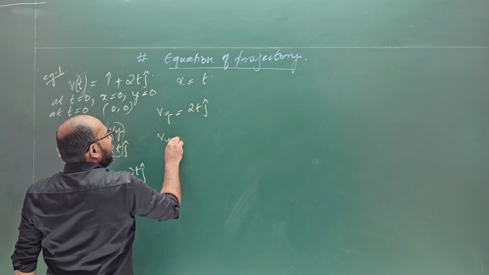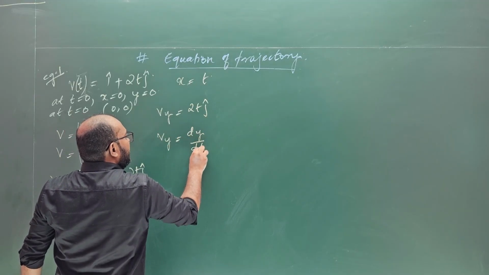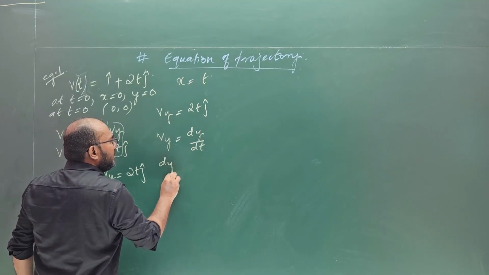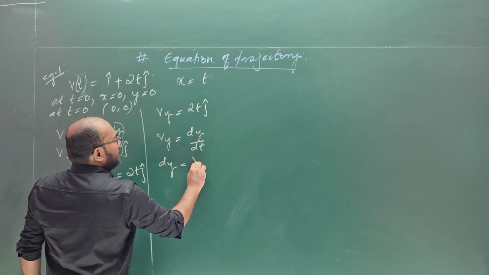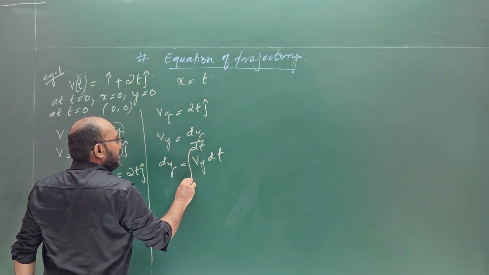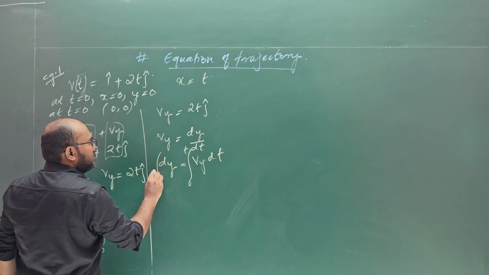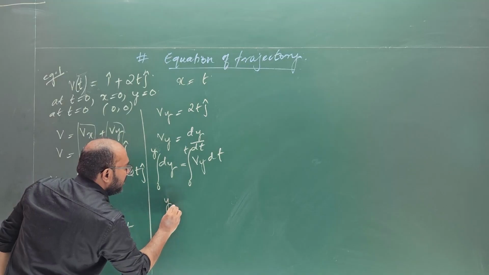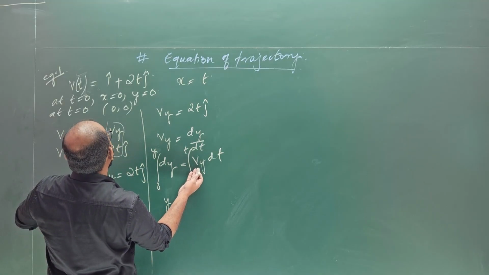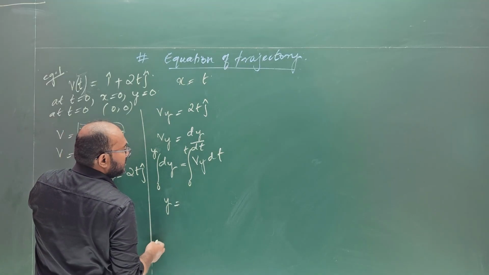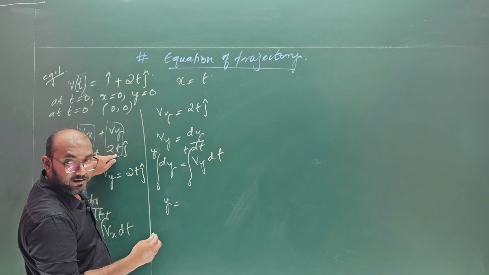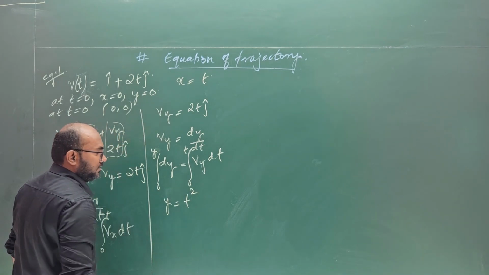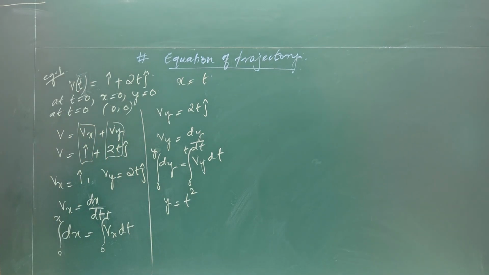Or can I write dy is equal to dy upon dt, or dy is equal to Vy dt, integrating again from 0 to t, and this is from 0 to x, this y. So y is equal to Vy value, how much? 2t. Integration of 2t is what? t square. Yes. So t square. Have you got my point?